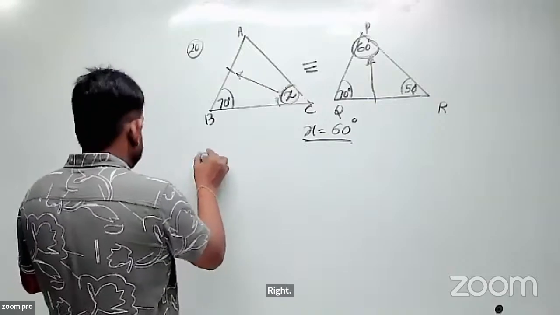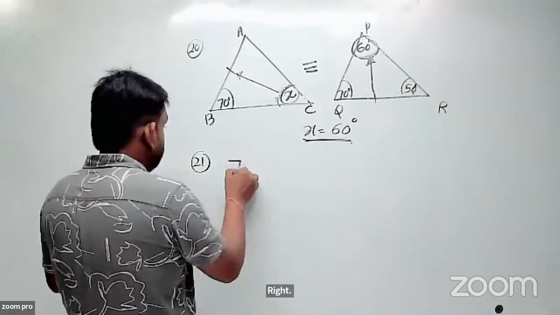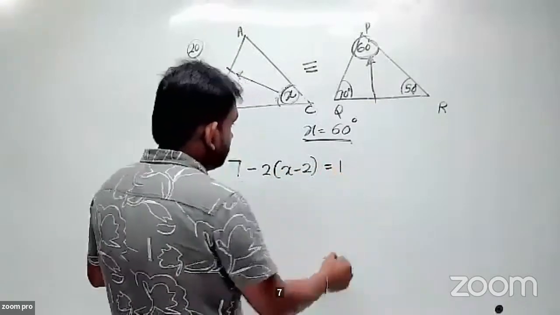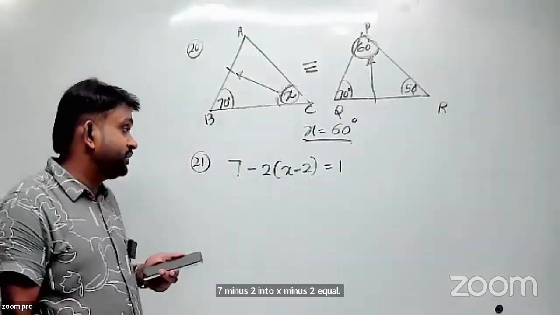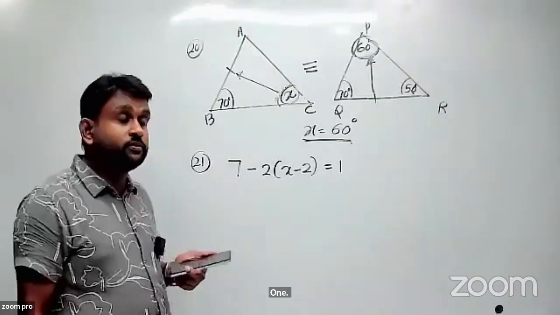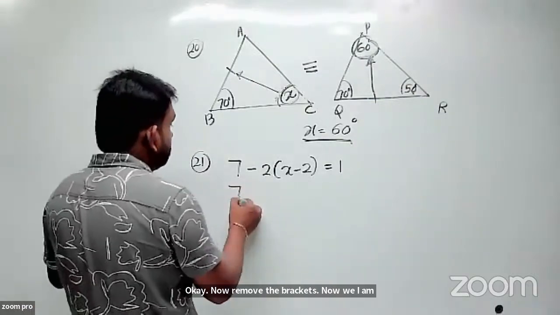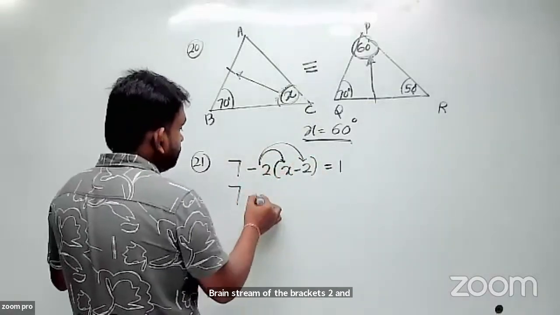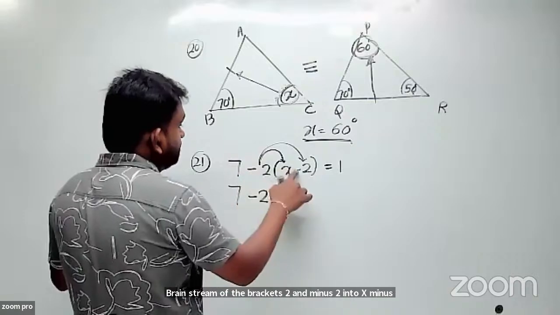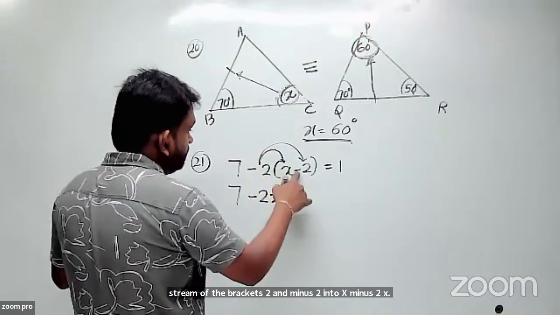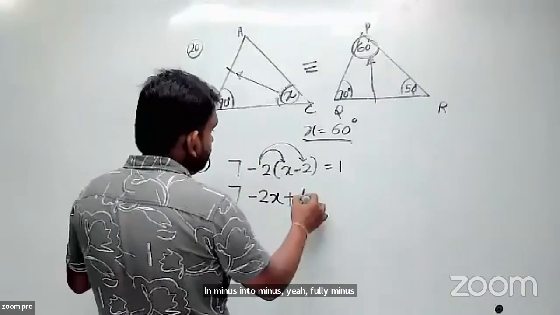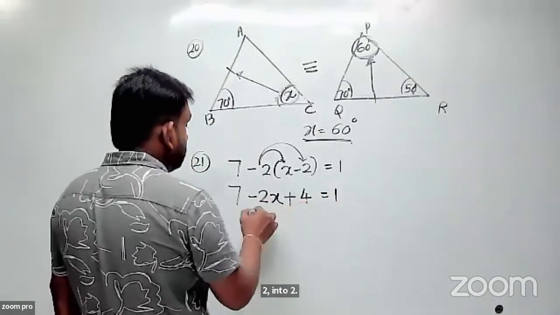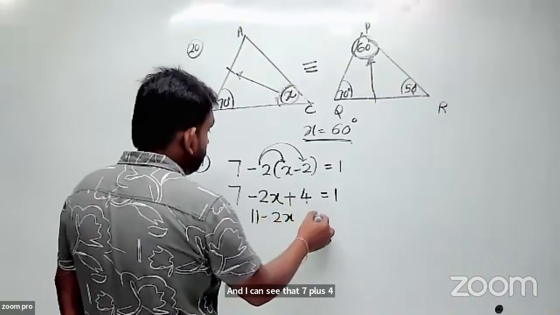So now we are moving to question number 21. See, 7 minus 2 into x minus 2 equals 1. Okay, now remove the brackets of this expression. So 7, remove the brackets with minus 2: minus 2 into x is minus 2x. Then minus into minus, carefully, is plus: 2 into 2, 4, equals 1. Then I can see 7 plus 4, 11 minus 2x equals 1.